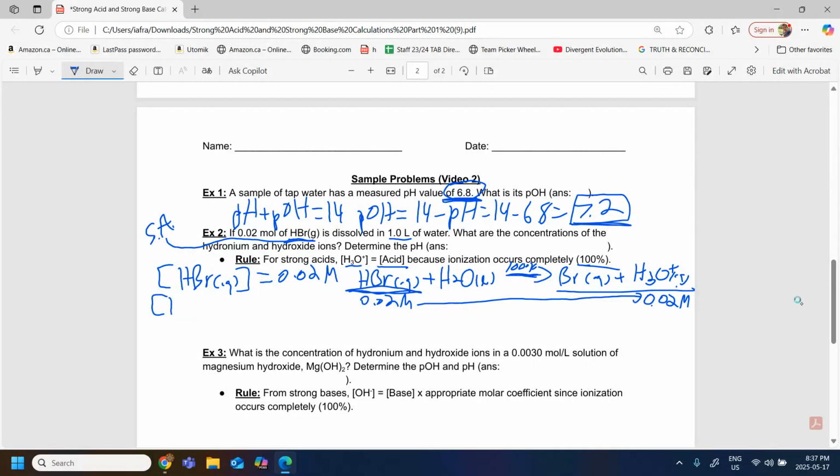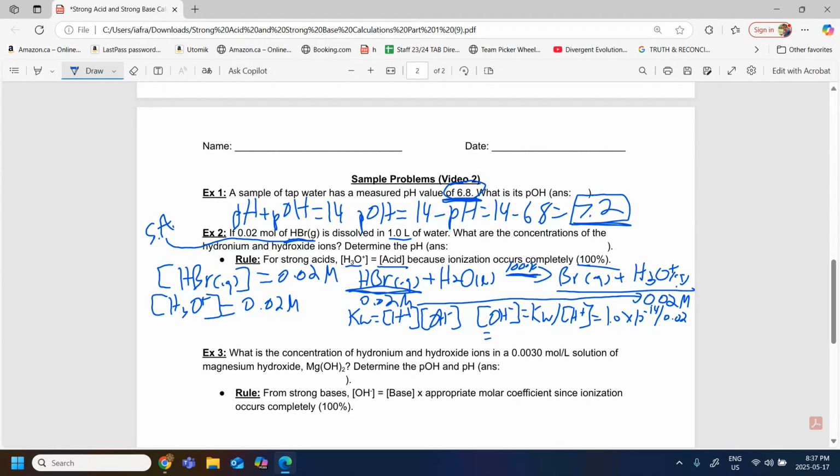So now that we have the concentration of the H3O plus, let's write this down here: concentration of H3O plus is equal to 0.02 molar. We have to find the concentration of OH minus. We know that Kw is equal to concentration of H plus, which is H3O plus, times OH minus. So if we want to find OH minus, we just do OH minus is equal to the Kw divided by concentration of H plus. So that means that we have 1.0 times 10 to the negative 14, it's Kw, divided by this 0.02 molar here.